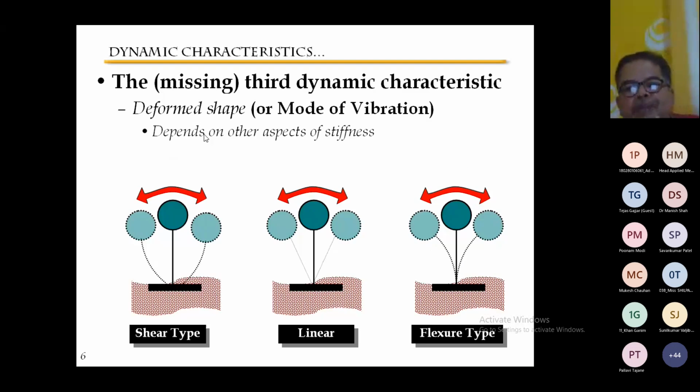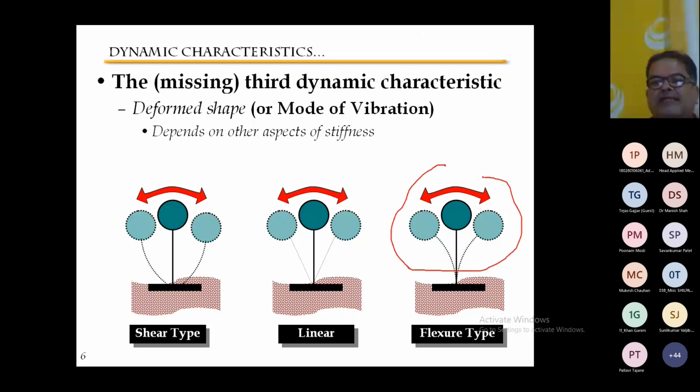So when we are talking about vibration, right, then we have three possible types of deformed shape. It depends on the stiffness of the system. For example, the first one I'm showing is the flexural mode, right? When the stiffness is less, your system is very flexible, and then it will exhibit this flexural type. If it is stiff, then it will be of a shear type.